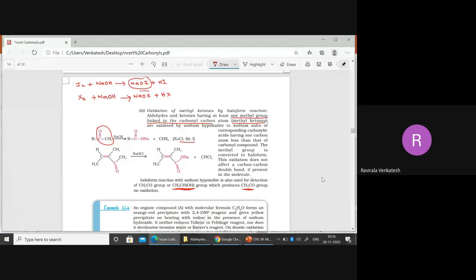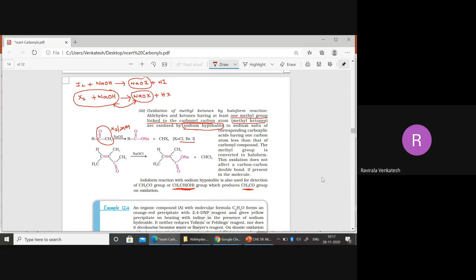Now you can take directly this sodium hypohalite, or you can take this part also. Both can be taken as a reagent because this will convert into this. This is called sodium hypohalite, isn't it? So we can write here: halogen in presence of base, or sodium hypohalite. Both are called haloform reagents. Either you can take X2 in presence of NaOH or KOH, or NaOX also.